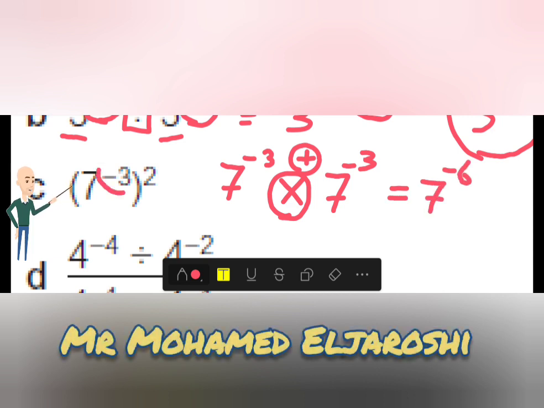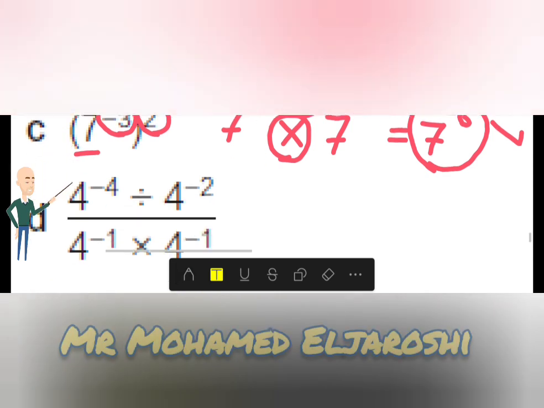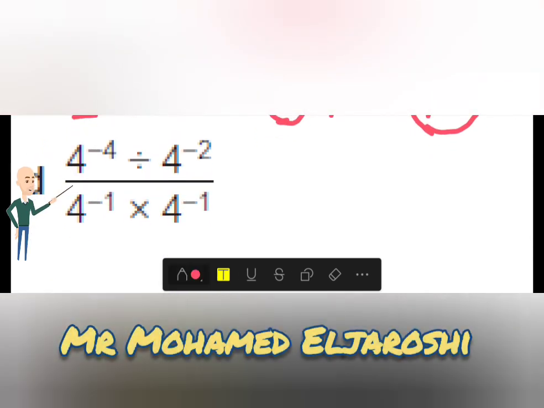Or you can say from the beginning, negative 3 times negative 2. So the answer will be 7 power of negative 6. So both ways are good. Whatever you like, you can use, as long as you understand the idea. So if you have power of power, you just write the same base number and multiply the powers. Now let's move on to question D here. Same idea, but with more steps.